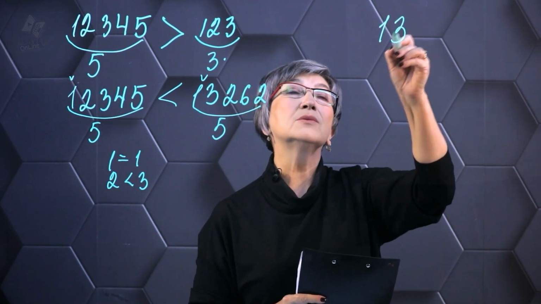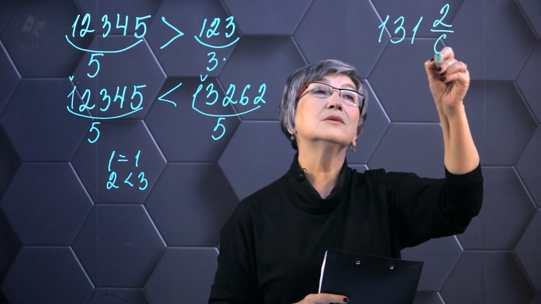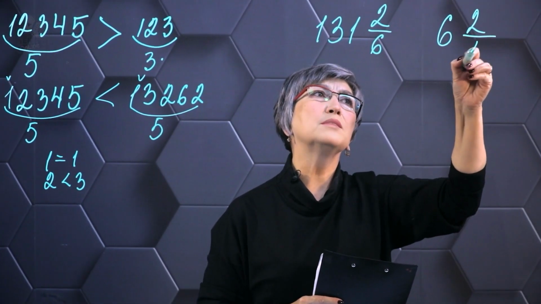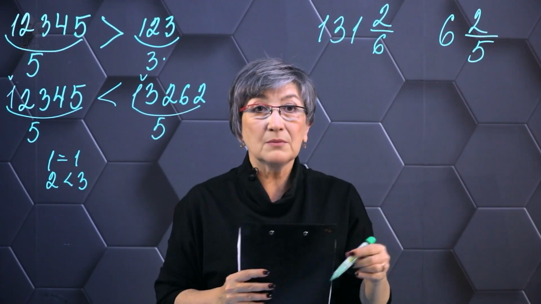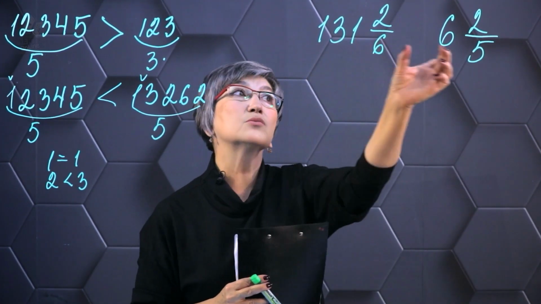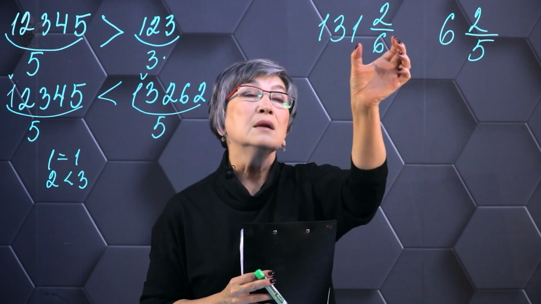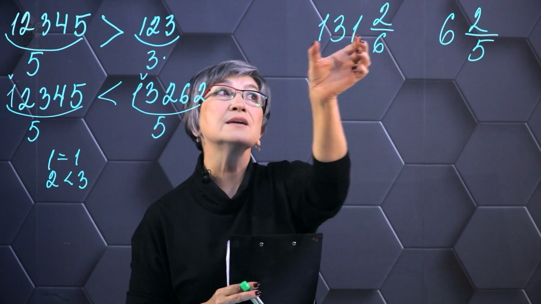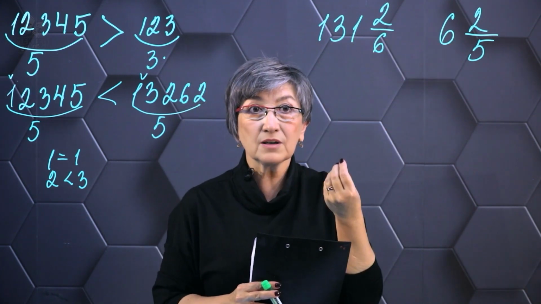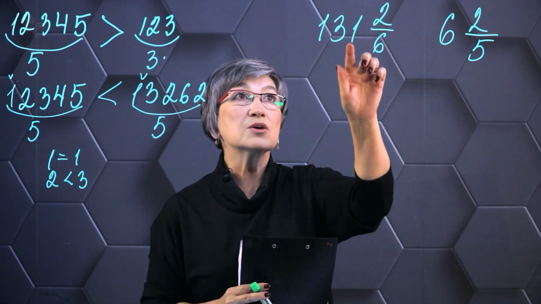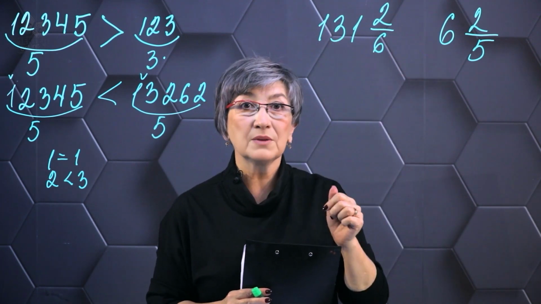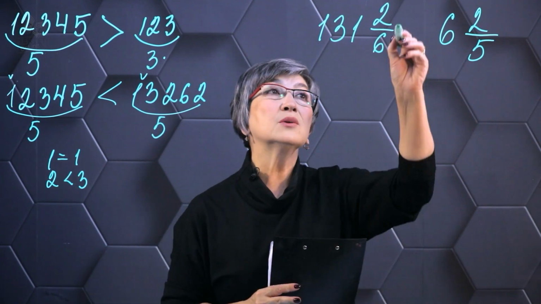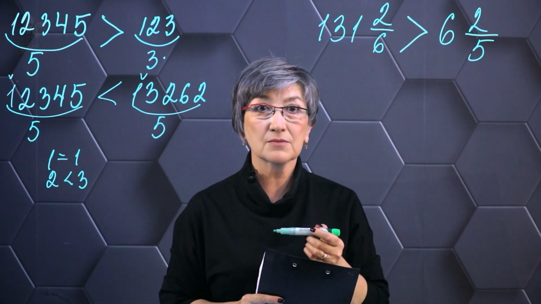In the same way, mixed numbers are also compared. That is, if I write down, let us say, 131 whole and 2/6, and I will compare it with 6 whole, 2/5. What will I do? Yes, first of all, I will compare the whole parts. I will not pay attention to the fractional part. I will compare the whole part. And what will I see in this case? Well, of course, 131 is greater than 6. So I boldly put the greater sign.